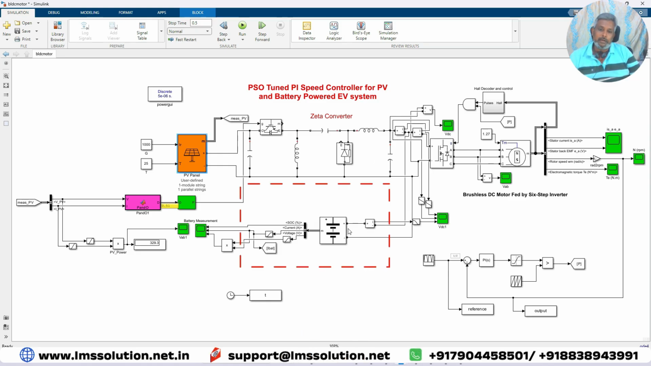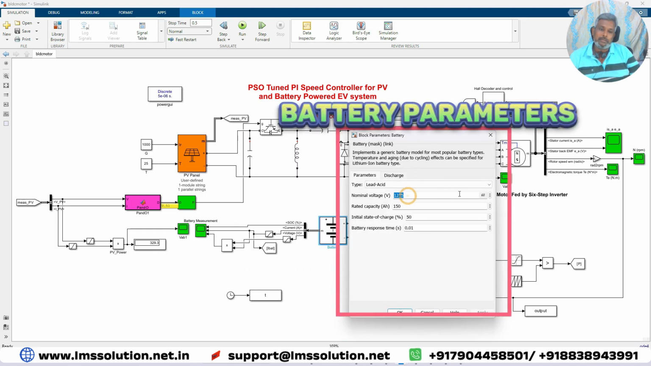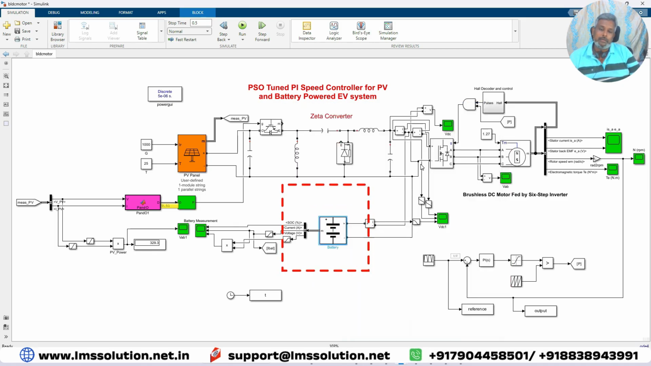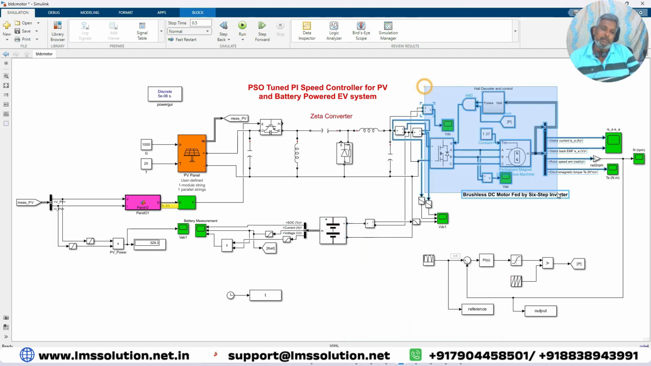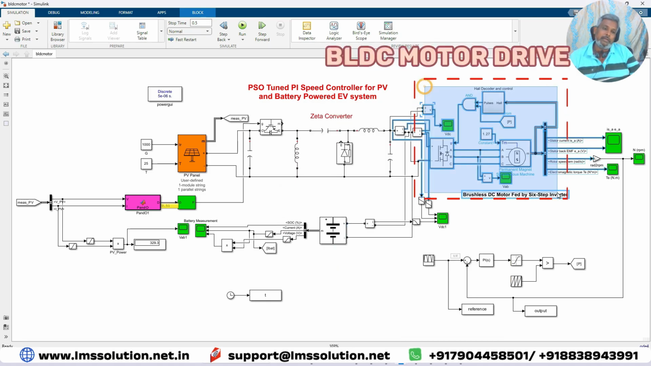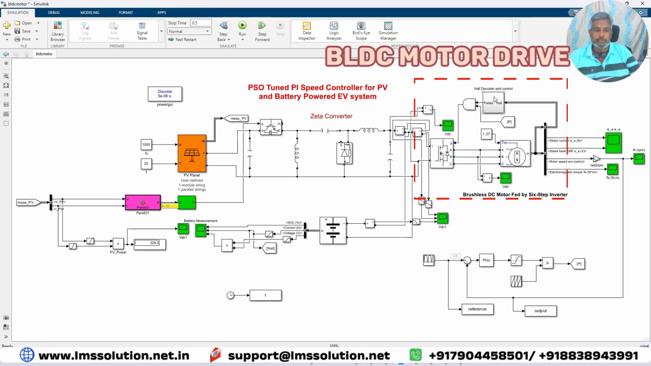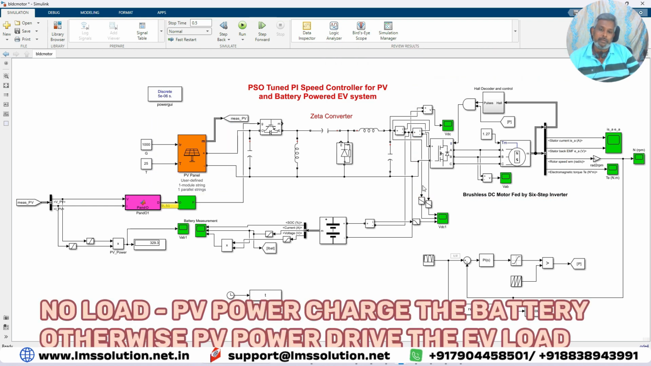Next you see that at the common point we are connecting the battery. Battery rating is 60 volt. The battery and the BLDC motor drive the EV system. Both are connected to the common DC link. If there is no load, no power requirement in the EV system, then whatever power we are generating is going to charge the battery.